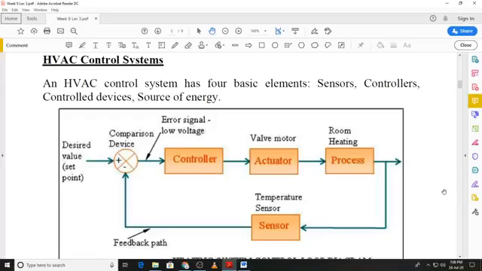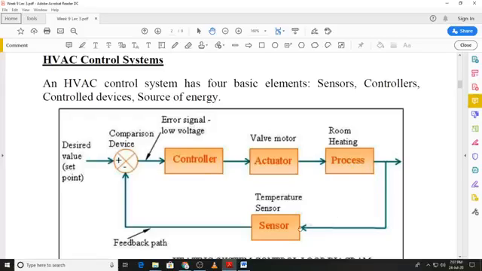For example, the process that we are interested in is room heating, and by using a temperature sensor we can look at the temperature of the room. We will have a desired value which is known as the set point. So let's say we want the temperature inside the room to be 24 degrees C. It is possible that at some time the temperature starts to increase or it drops down, and based on those sorts of variations we want to have a control system that will allow us to maintain that temperature in the room.